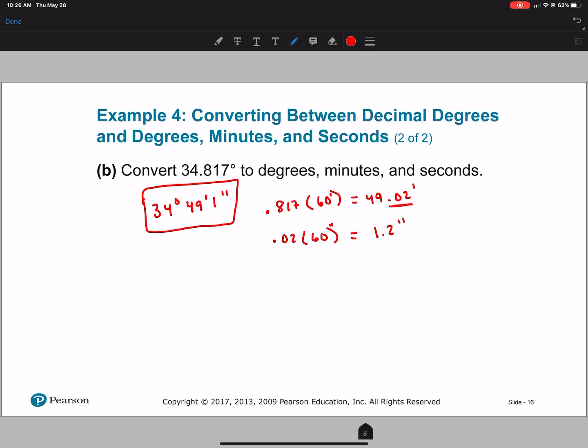So basically, you keep the whole number as is. If you got 34 point whatever, 34 is your whole degree. Then you do what? You mess with the decimal. So that's how you get degrees. We get minutes and seconds by messing with the decimal because it's not a full degree. So just keep that in mind.